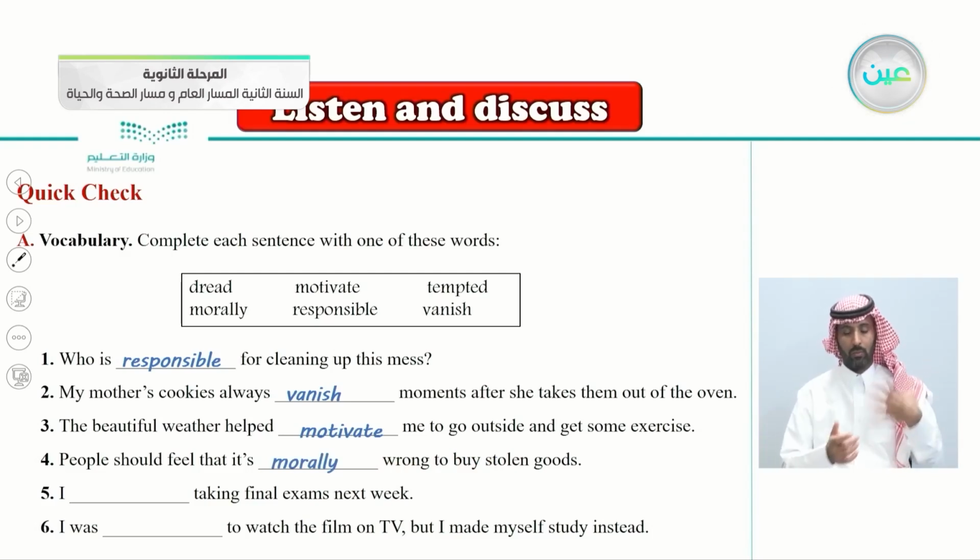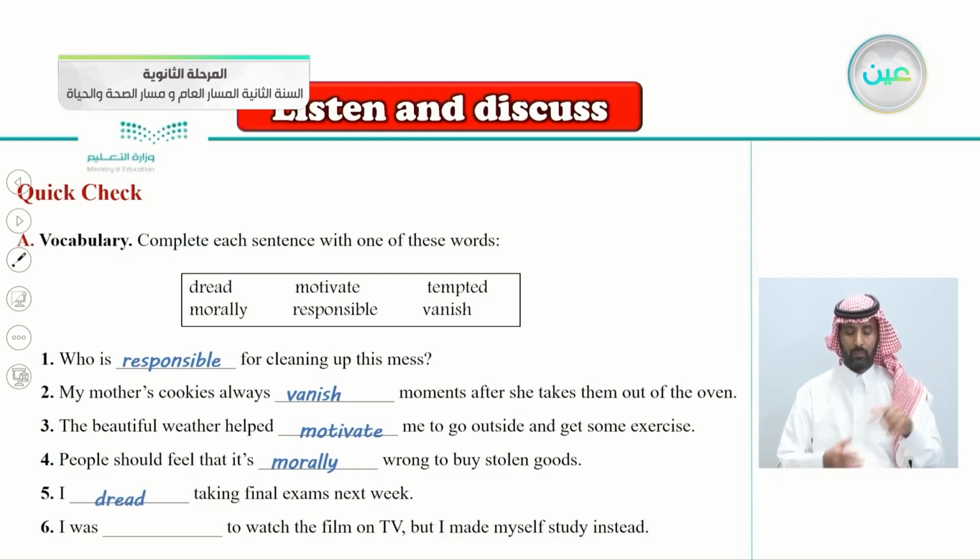Number 5, I dread taking final exams next week. So final exams are next week. You're a little bit nervous and afraid. So what do we say? Yes, I dread taking final exams next week.